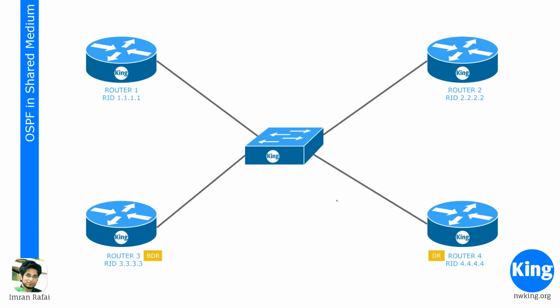In this broadcast domain, one of the routers becomes a DR, a designated router, and the second best router becomes the backup designated router. Now, when you say the second best or first best, there should be an election, right? Yes, there is an election for DR and BDR, and the first parameter for election is the OSPF process ID, right? What is process ID?